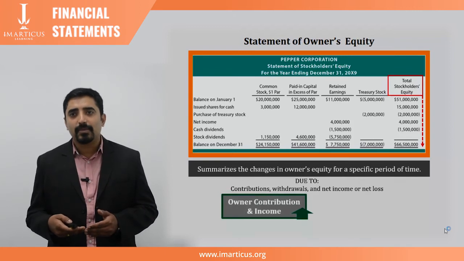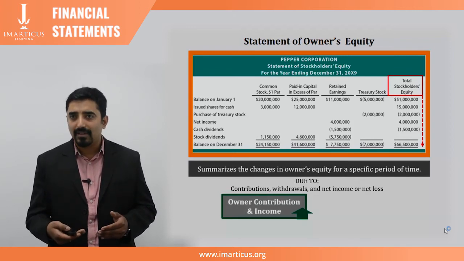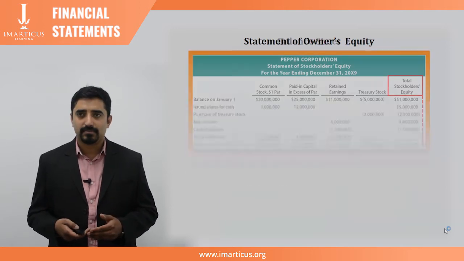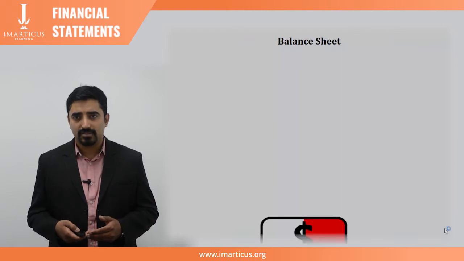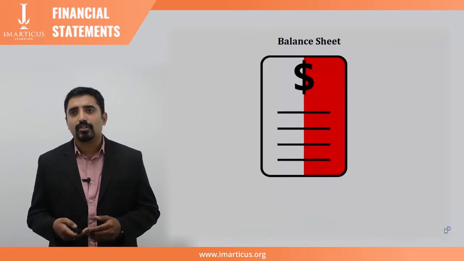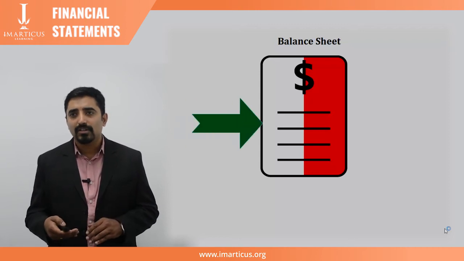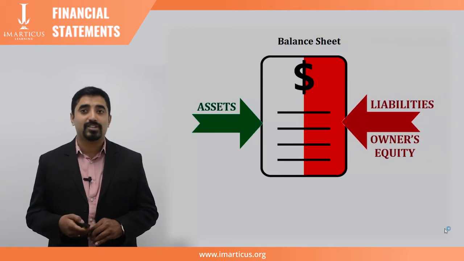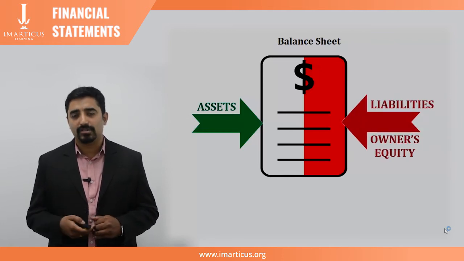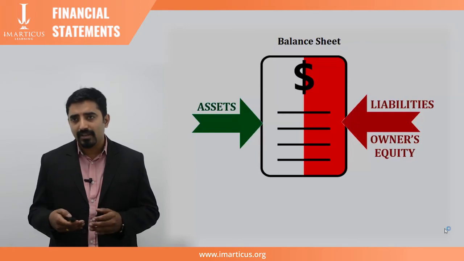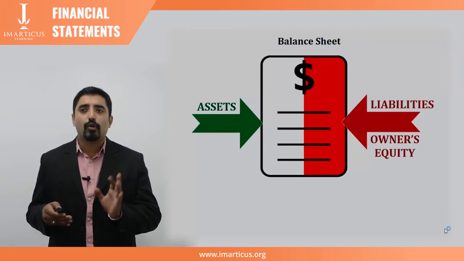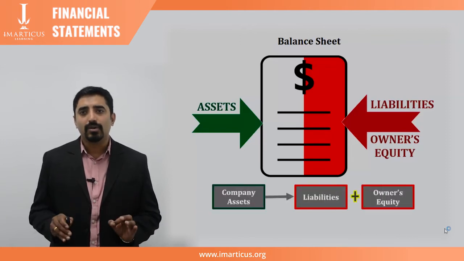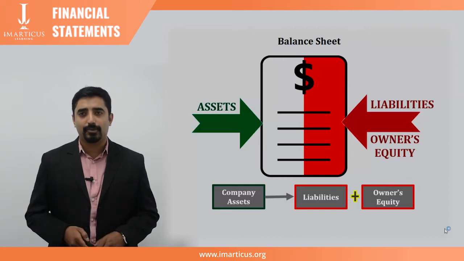Capital is increased by owner's contribution and income, and it is decreased by withdrawals and expenses. Next, the balance sheet. The balance sheet is the corporate scorecard which shows the assets owned by the company and the claimants on those assets, which is the liability and owner's equity. In a very simple way, the balance sheet gives you the following equation. Company's assets is equal to liabilities plus owner's equity.